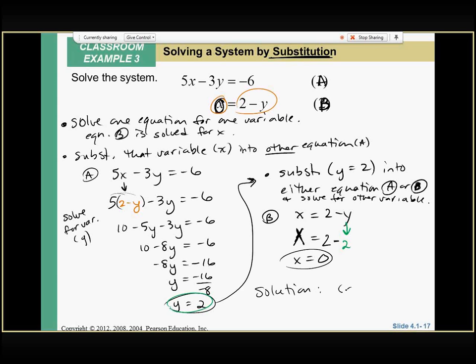Now, what is my solution? My solution is in the form of x comma y. So in this problem, I would want to say my x value is 0 and my y value is 2. This is the point where the two lines meet or intersect, 0, 2, and that's what you would put in for your answer.